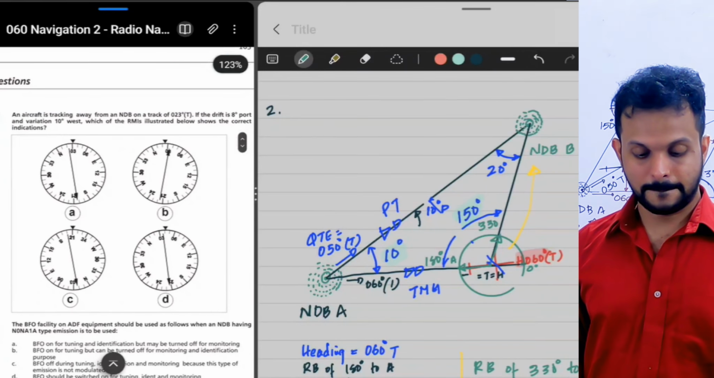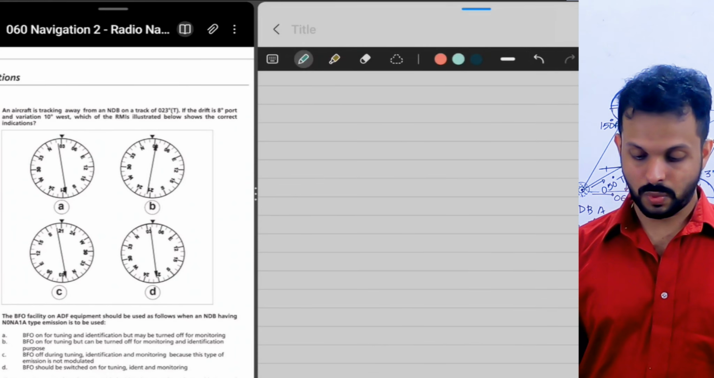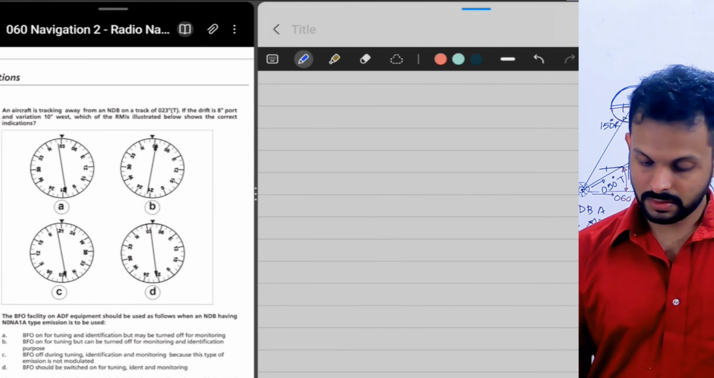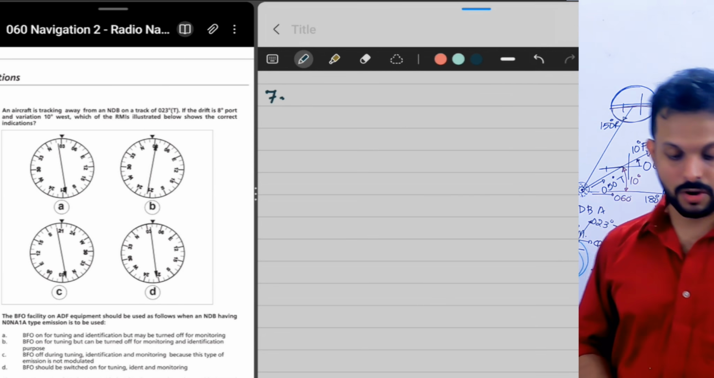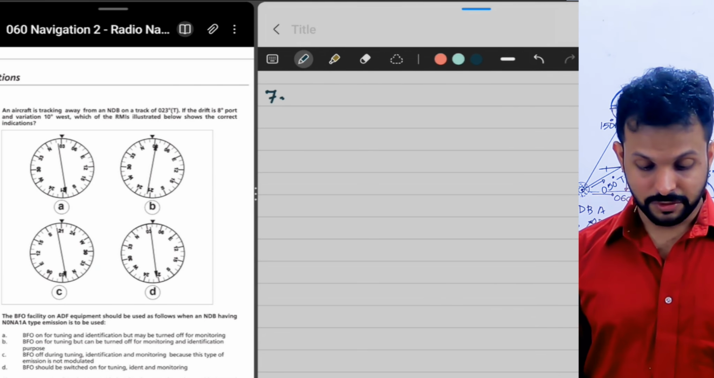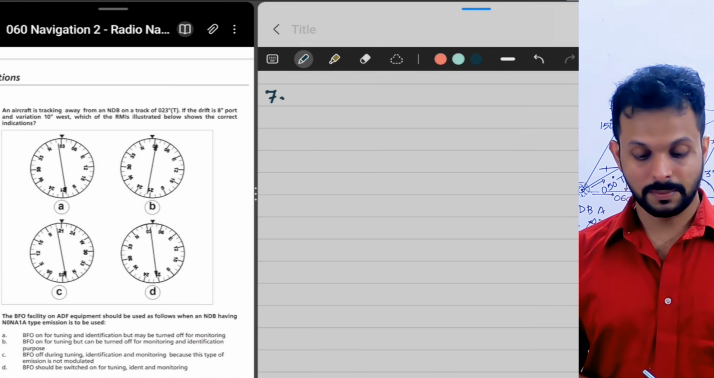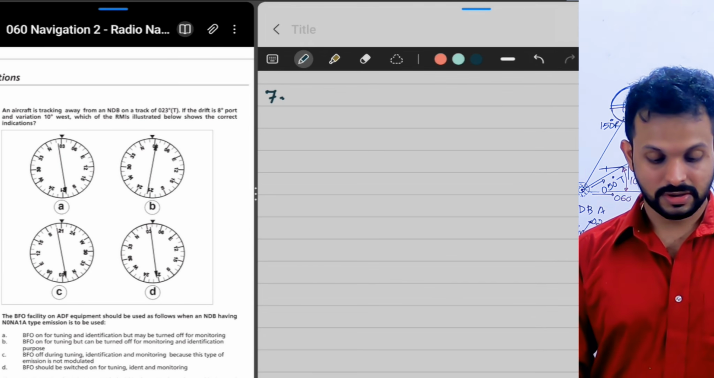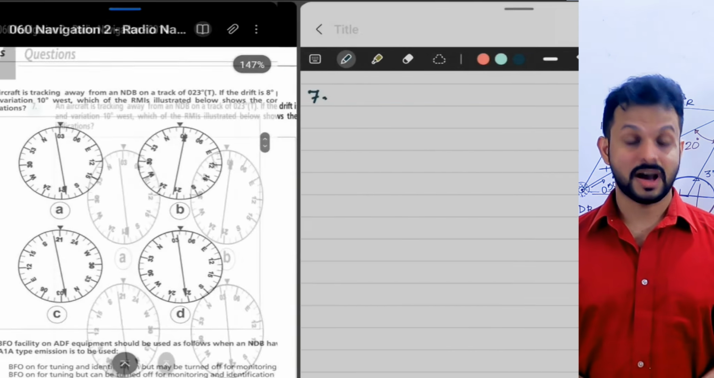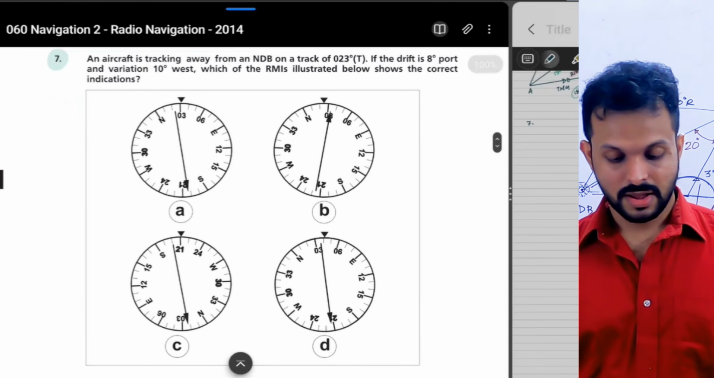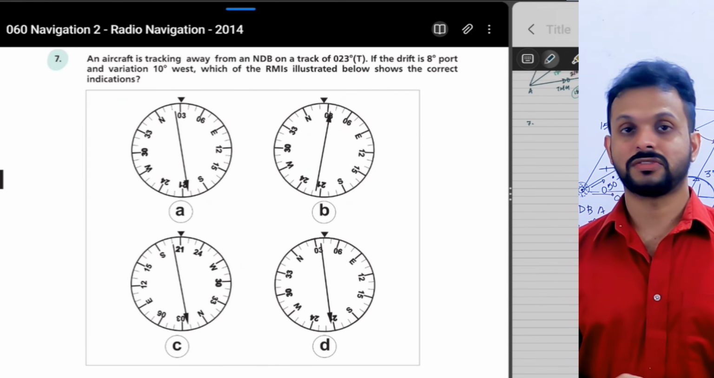On that note, let's very quickly jump into another question. This is a picture-based question over here, question number 7, right? Read the question with me. An aircraft is tracking away from an NDB on a track of 23 degrees true. If the drift is 8 degrees port and variation is 10 degrees west, which of the RMIs illustrated below shows the correct indication? So you can see there are 4 different RBI and RMI indications given here in the question, and you are asked to find out which of these indications is correct with respect to the question that is given.